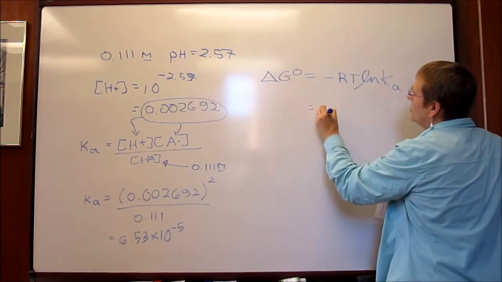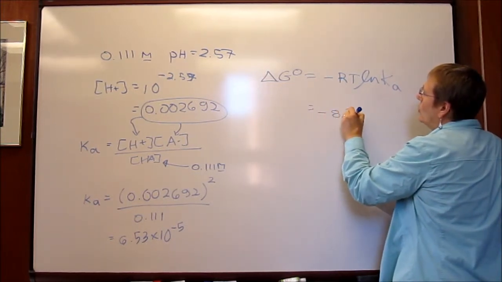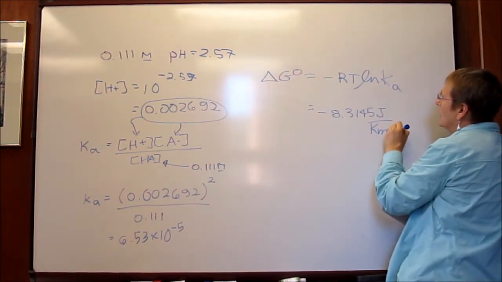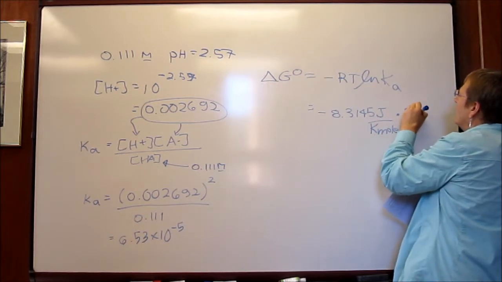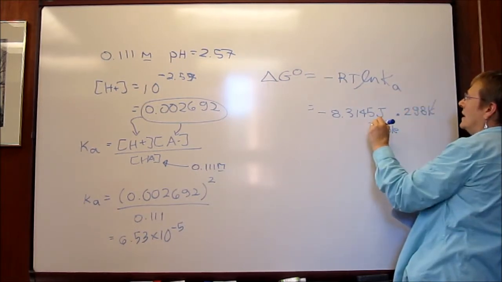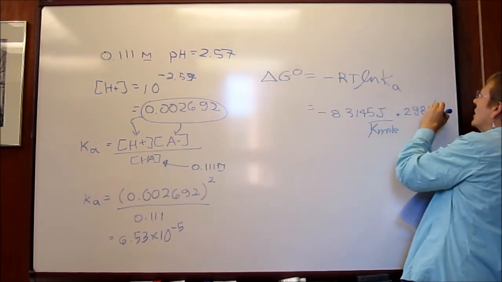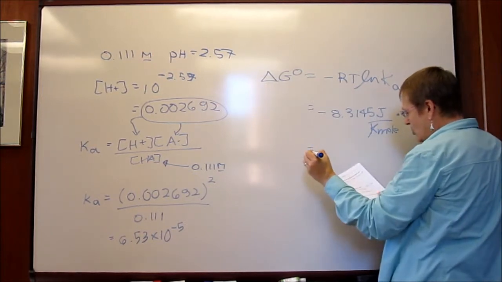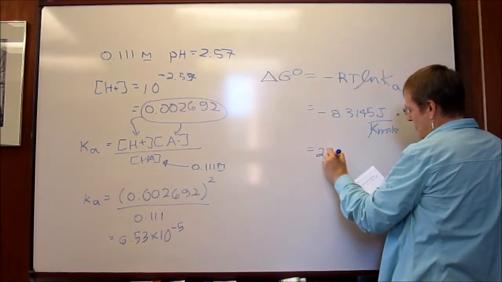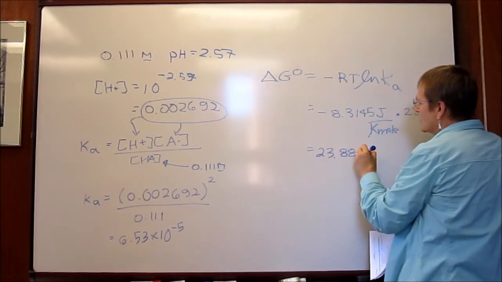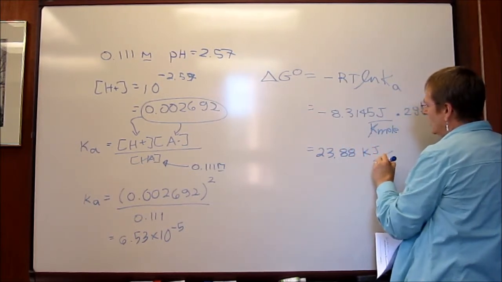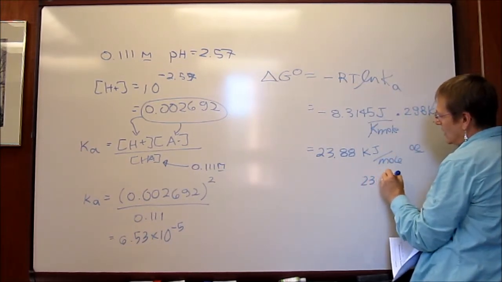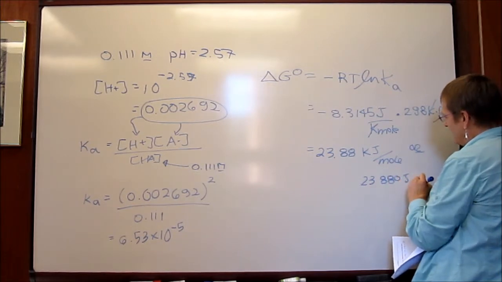So this is equal to negative 8.3145 joules per Kelvin mole, times 298 Kelvin, so those are going to cancel out, times the ln of Ka. This comes out to 23.88 kilojoules per mole, or, if you like, 23,880 roughly joules per mole.